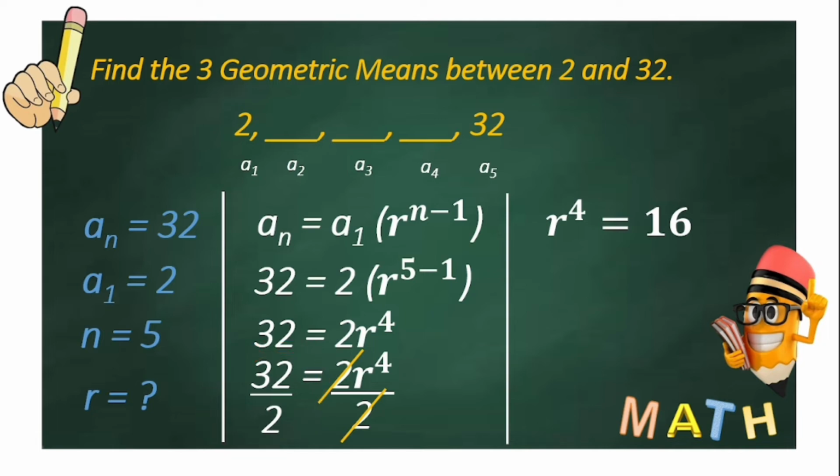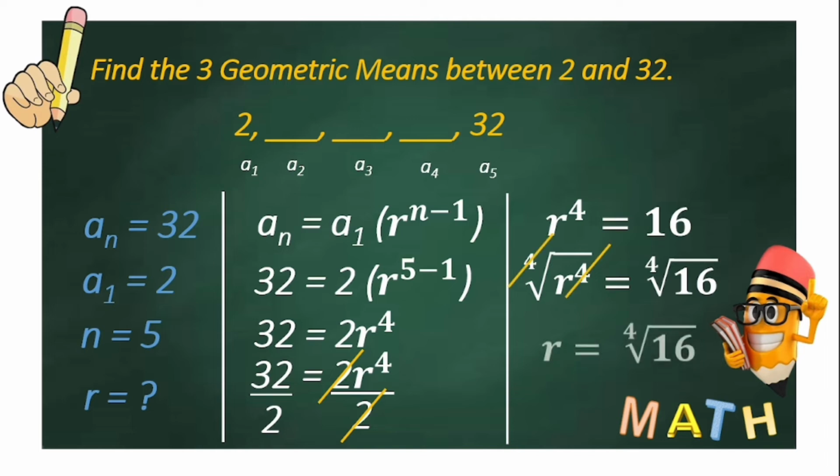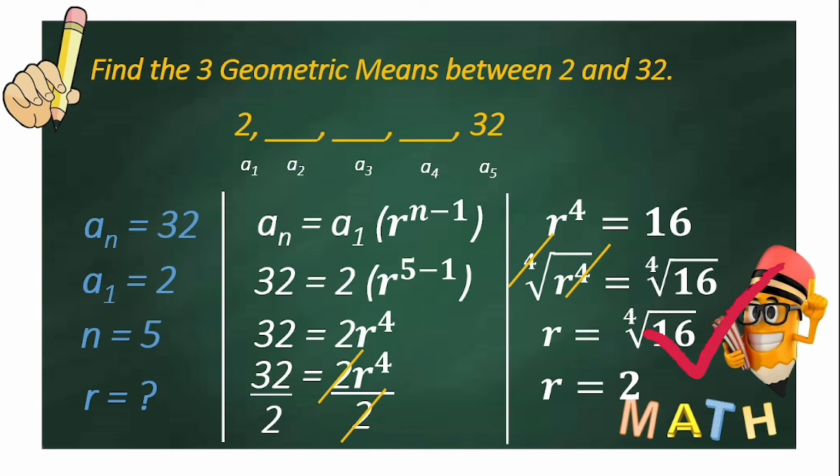Now, for us to eliminate the power or the exponent 4 from r, we have to get the fourth root of each side of the equation. We can now cancel the fourth root and the exponent 4. We have r, to rewrite the equation, is equal to the fourth root of 16. Now, using your calculator or any method of calculation, you can easily identify that the fourth root of 16 is 2. Now, our common ratio is 2.